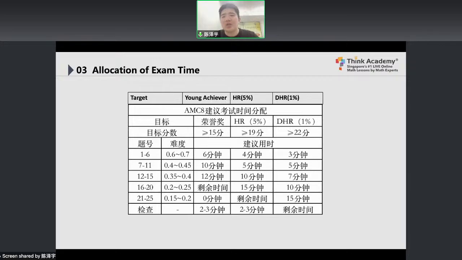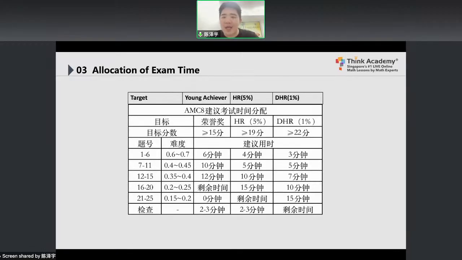Then you spend the rest of the time on the difficult questions. Because questions 21 to 25 are the most important questions for those who want to get a Distinguished Honor Roll. Okay? You need to get at least 2 or 3 correct out of the last 5 questions. Okay? So this is my suggested allocation of exam time.